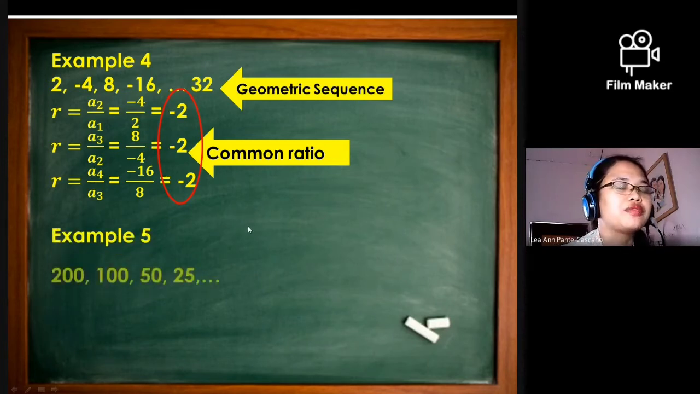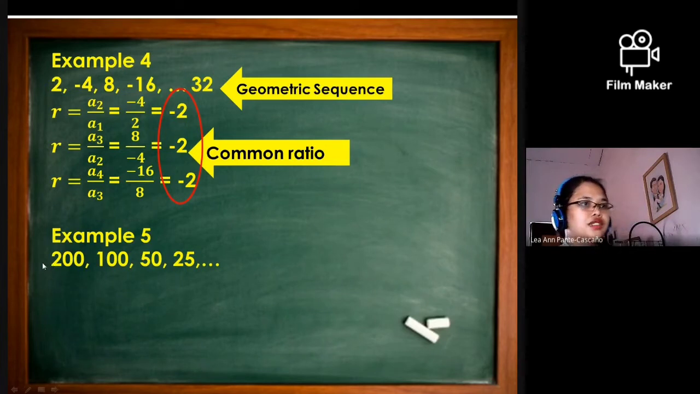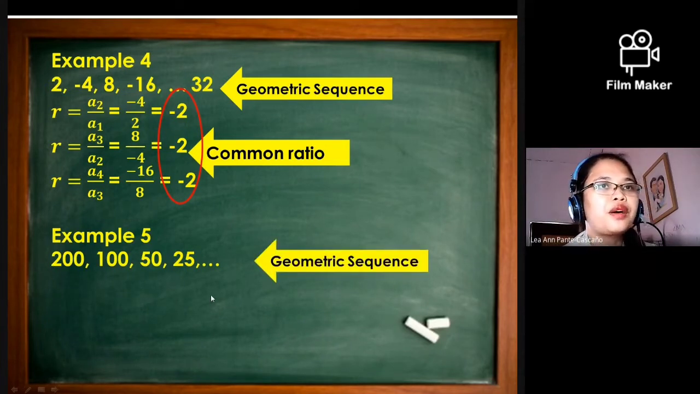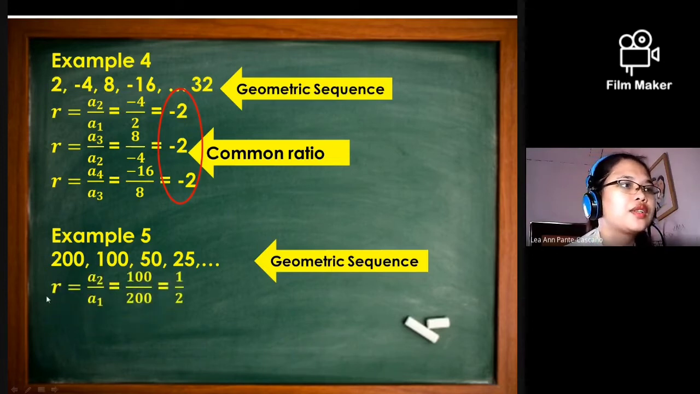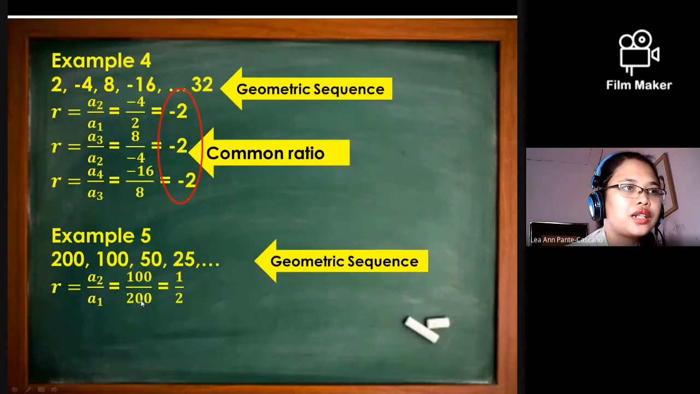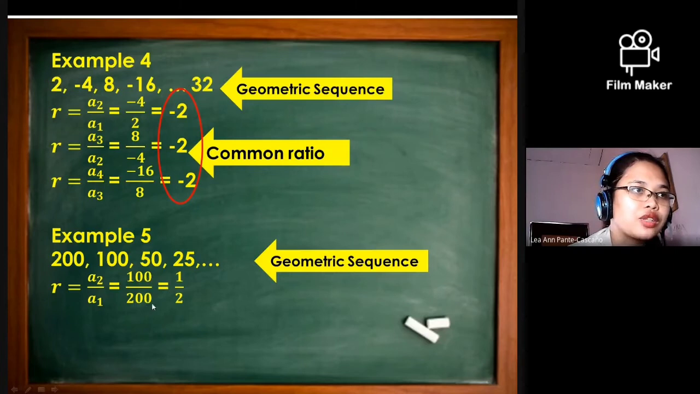Example number 5. Paano naman kung meron po tayong 200, 100, 50, 25? This one is also an example of geometric sequence. To find the ratio, we have a sub 2 divided by a sub 1. a sub 2 is 100, a sub 1 is 200. 100 divided by 200 is equal to 1 half. Shortcut for that, cancel po natin yung dalawang zero sa numerator, at meron din dalawang zero sa denominator. Pwede natin i-cancel yung dalawang yan. Ang matitira po is 1 over 2. So the answer is 1 half.